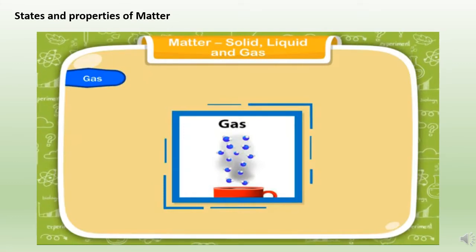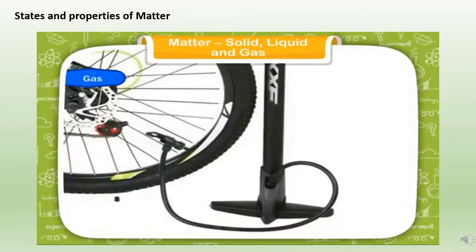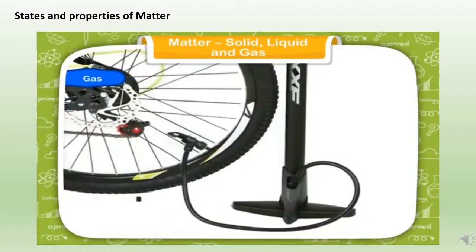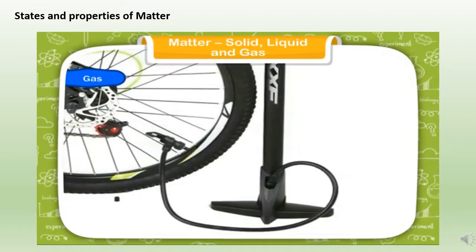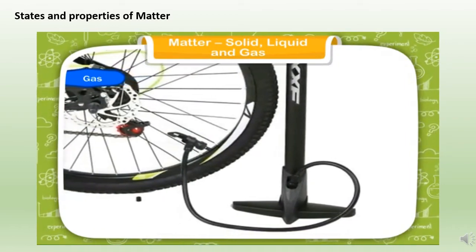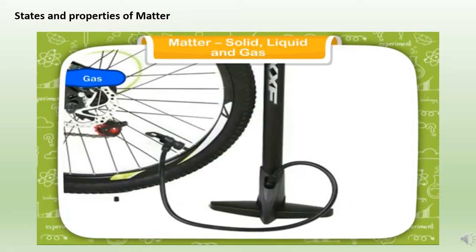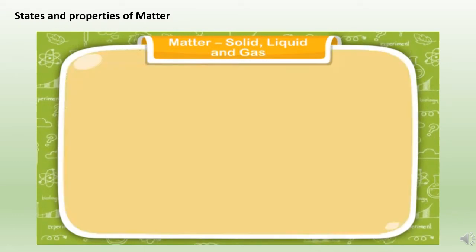The molecules of a gas have much greater spaces between them. They are not closely packed together and they spread out in all directions. They occupy space. If you fill air into your bicycle tube, it occupies the space available inside the tube. Gas does not have a fixed shape or volume.